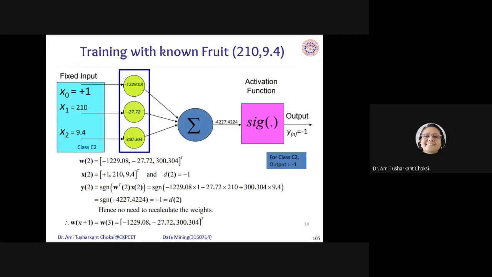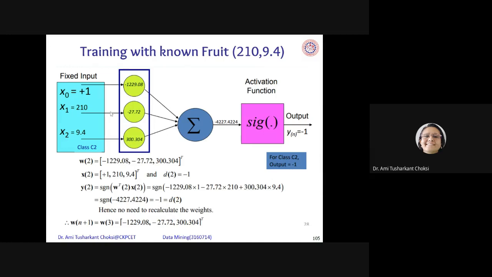Now, again, training with a known fruit. We have adjusted the weight. Now, we'll train with the next known fruit. It is not unknown, okay? Fine. So the next one is 210 and 9.4, and that is for class 2. So the desired output is minus 1.